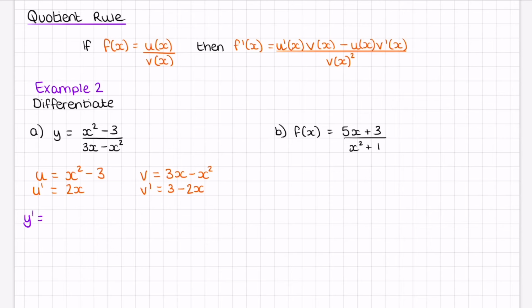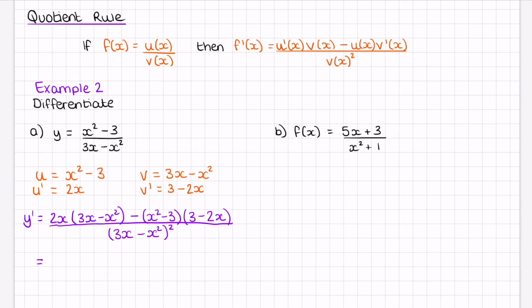So the derivative of y will be u dash times v. So u dash is 2x times by v, minus u times by v dash. Or you can do that as v dash u, either way around is fine. Then all this is divided by v squared. Then that's your quotient rule, and then from there we can simplify if it looks like it might make it a bit nicer, which it will in this case. It may not look like it at the start, but it does.